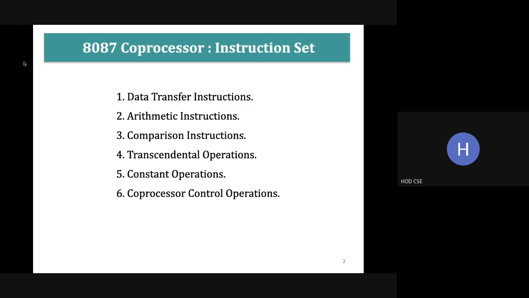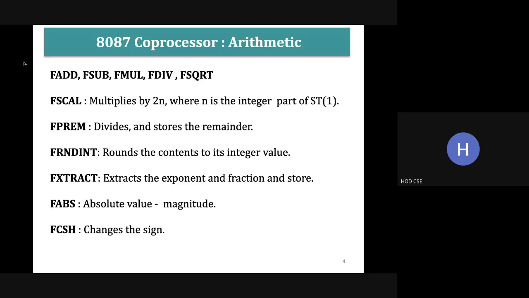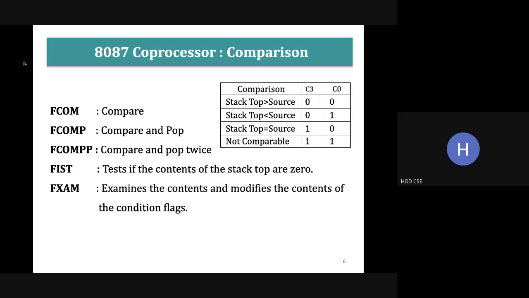So the instruction sets of 8087: we have data transfer instructions, arithmetic instructions, comparison instructions, and transcendental instructions. These transcendental operations are not available in the 86 processor, okay? And then we have the constant operations and coprocessor control operations. So I'm skipping this. This is the data transfer instruction and arithmetic instructions we have seen earlier. And then the transcendental instruction. And here we have the comparison instruction.